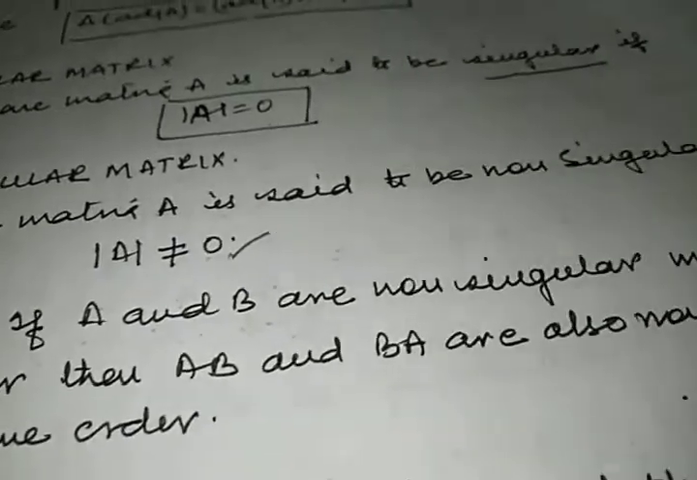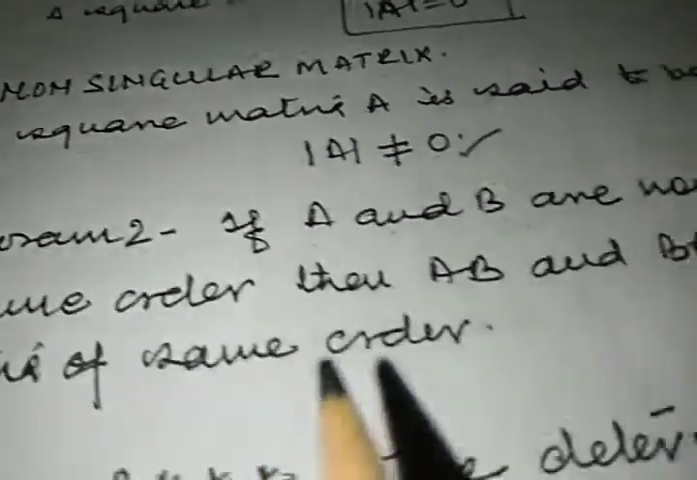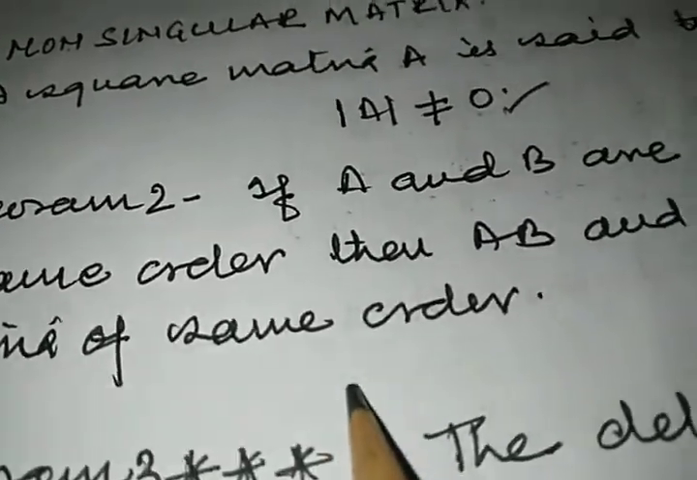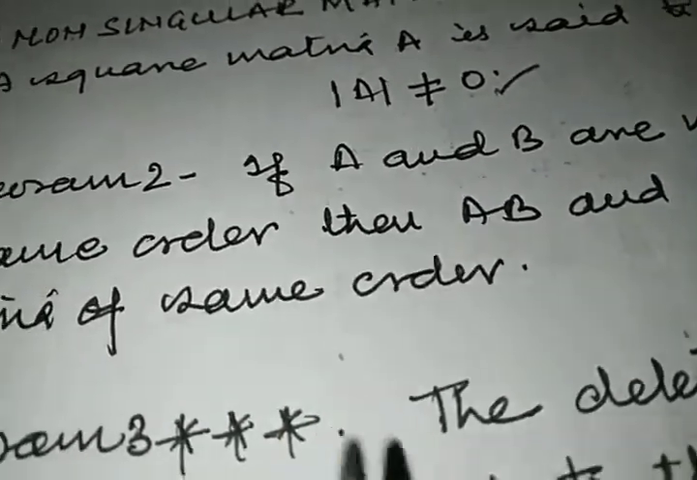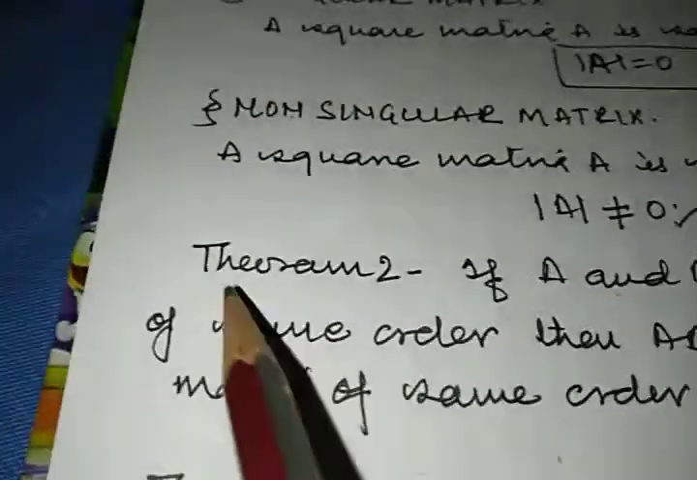Okay, one theorem is there. If A and B are non-singular matrices of the same order, then AB and BA are also non-singular matrices of the same order. Then AB and BA will also be non-singular. Okay, children, just remember this.